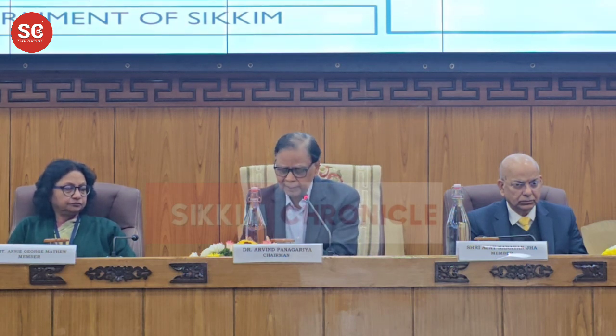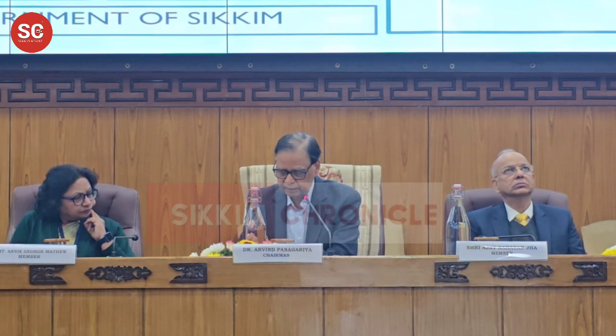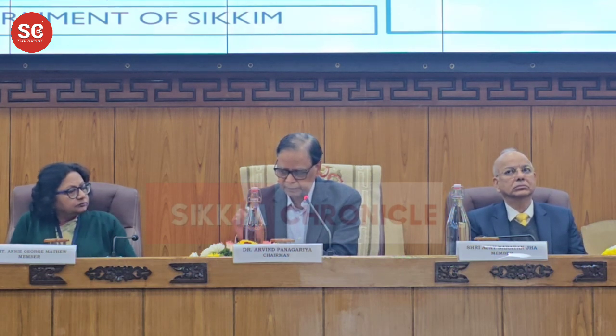Sorry, I misspoke on area, by the way. On area I said 40%, but it's only 20%. So Sikkim's recommendation is to raise the weight of area from 15 to 20%. I misspoke to say 40%. Income distance, I said 25%, reduced from 45%.